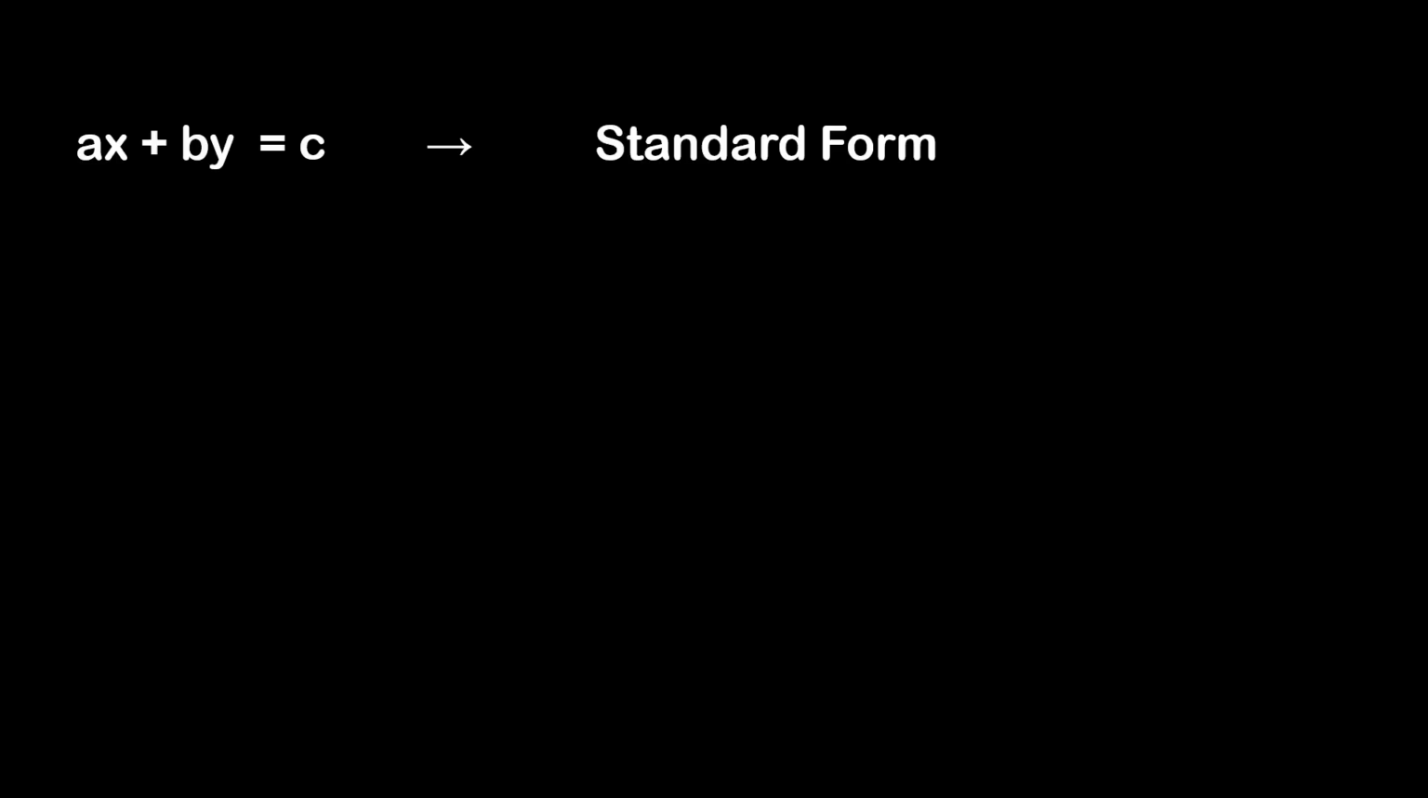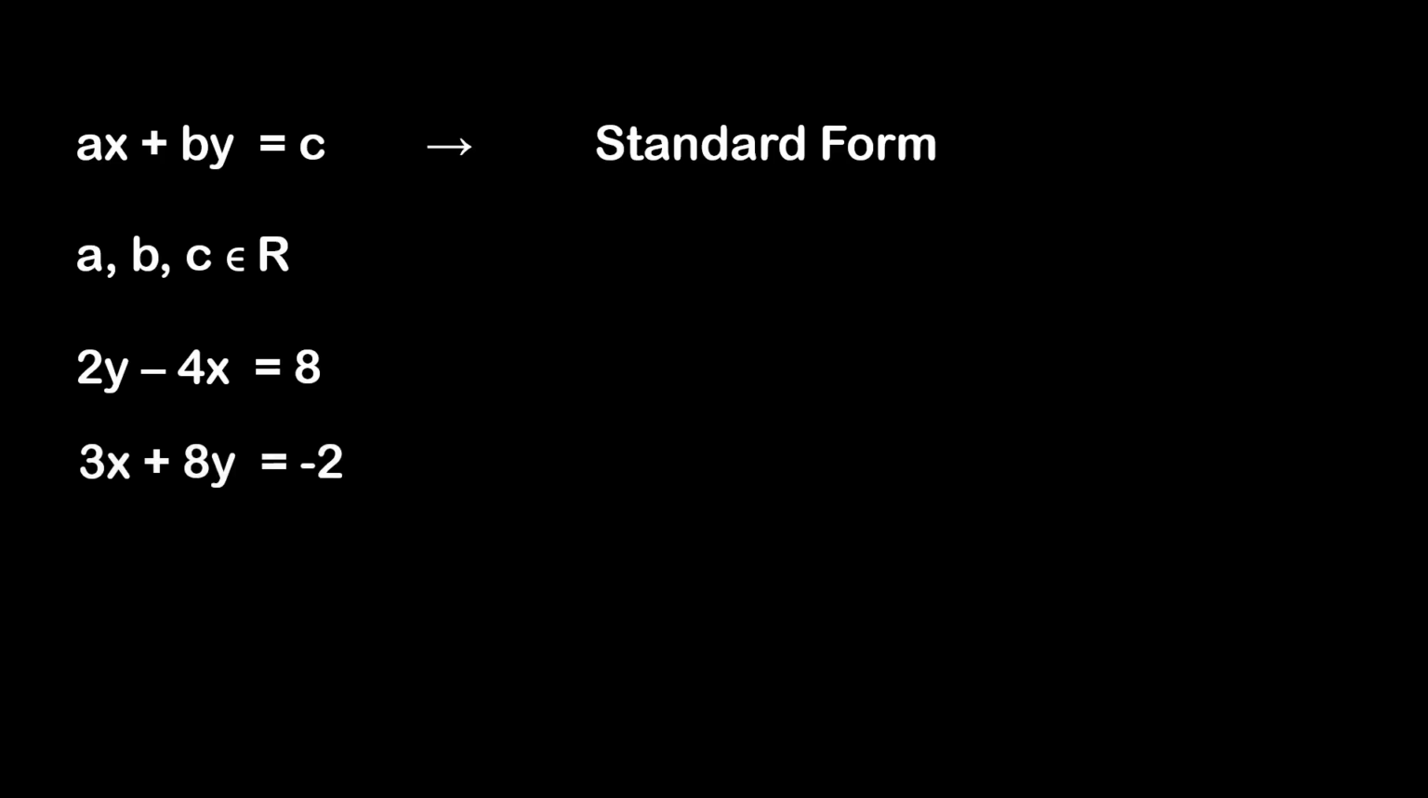And our fancy notation for that is a, b, c is an element of the real numbers. That just means that a, b, and c can be any real number, so it can be a whole number, a decimal number, a fraction, big number, small number, any kind of number, a negative number, that would work too. And the equation we had in the previous example, 2y minus 4x is equal to 8, is an example of an equation in standard form. 3x plus 8y is equal to negative 2 is also an example of an equation in standard form, so x doesn't have to come first, y can come first. As long as you have something times x and something times y is equal to some scalar value.